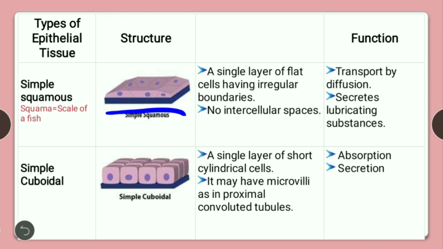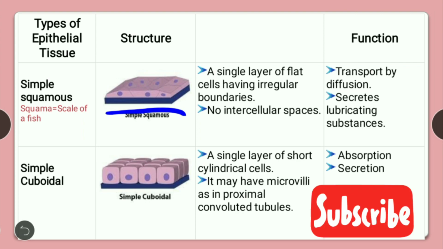So a single layer of flat cells having irregular boundaries. The boundaries of these cells are irregular, having no intercellular spaces. They are compactly arranged because they have to perform the function of protection. So this is the structure. Let's see the function: transport by diffusion. So the main function of this squamous tissue is transportation. Secretes lubricating substance. So this is the function.